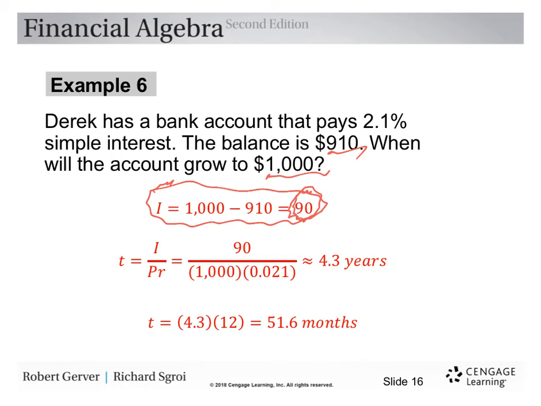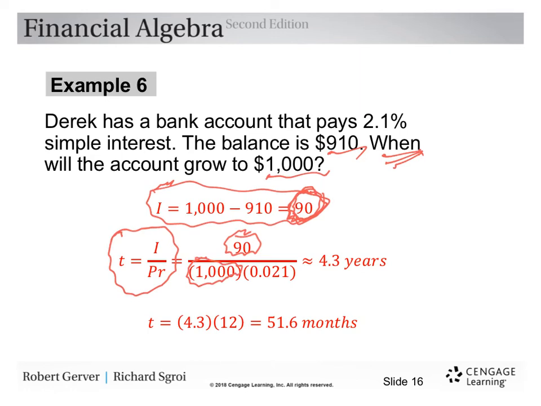All right, now notice it says when. So this wants to know a time. So again, I use my I equals PRT formula, but this time I solve for time. So T, if I divide both sides by PR, becomes I divided by PR. So the interest, we figured already, was $90, okay? So that's what goes up top here, all right? The principal was $1,000, okay? And that's what goes down here.